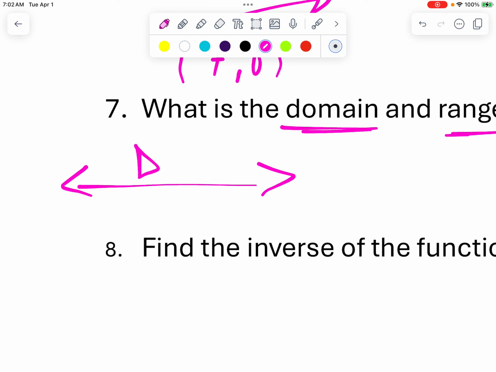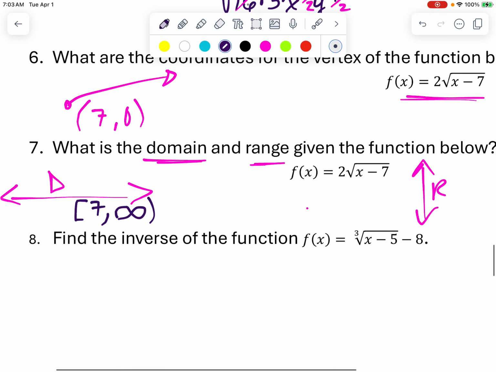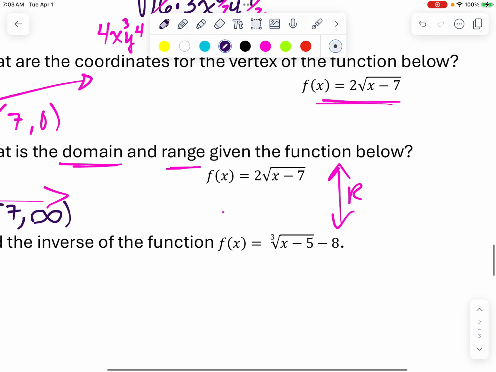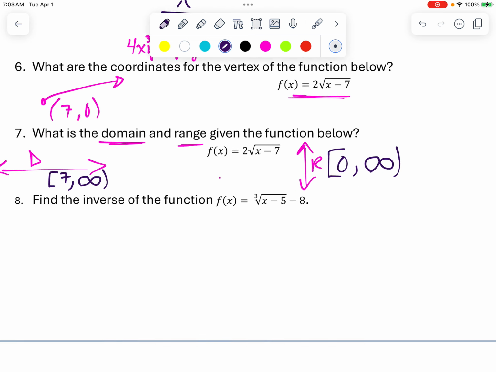So we said our domain is starting at 7 on the x-axis, and go to the right forever. Then we're looking at how far up or down the graph travels. We start at 0 on the y, it's part of the graph, and it goes up forever.